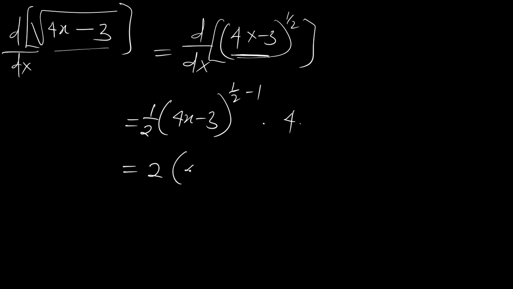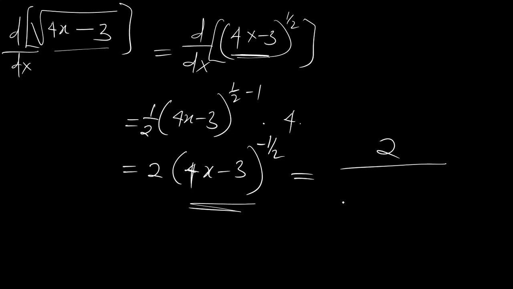This is 4x minus 3 raised to the power of one half minus 1, which is minus half. So this is the final answer, and you can rewrite it as 2 divided by the square root of 4x minus 3. Now let's look at another one.